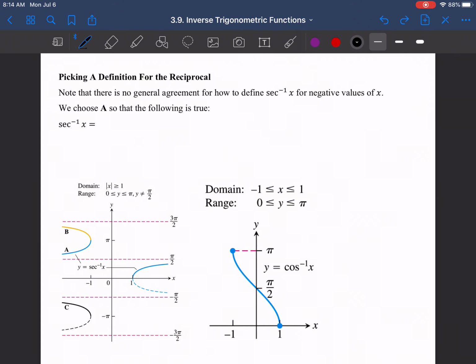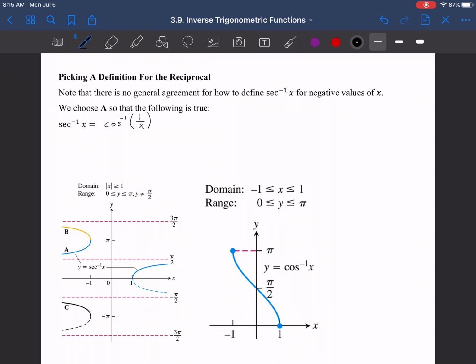All right, so let's go here. Let's pick a definition for the reciprocal. Note that there is no general agreement on how to define the arcsecant for negative values of x. We choose it so that the following is true. The arcsecant is equal to the arc cosine of 1 over x. And hopefully you remember doing that previously in a pre-algebra course or a trigonometry course. But that's what we basically came up with.